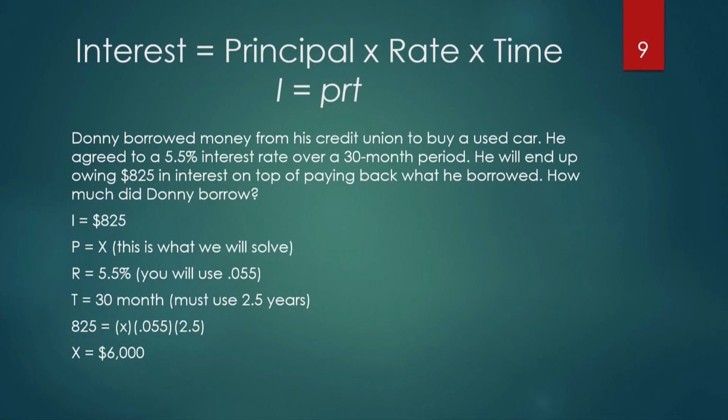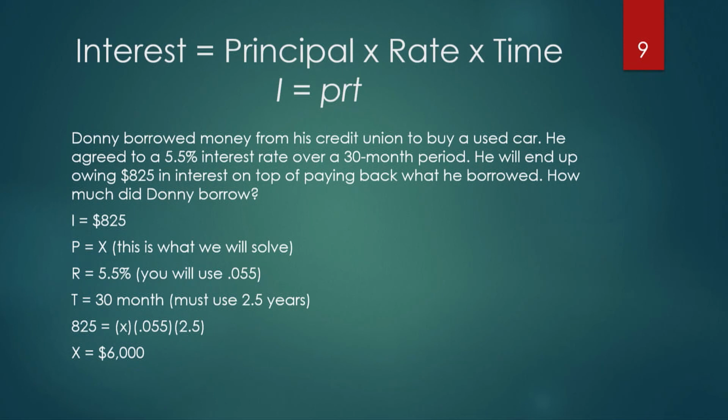And then, so we're going to set up our problem using that same formula. The interest is $825. X is what we're looking for. We don't know how much he borrowed. We know that it's at 0.055 interest rate, and it's for 2.5 years. So when you multiply that all together, and when you finish that problem, you will get $6,000. So he borrowed $6,000.